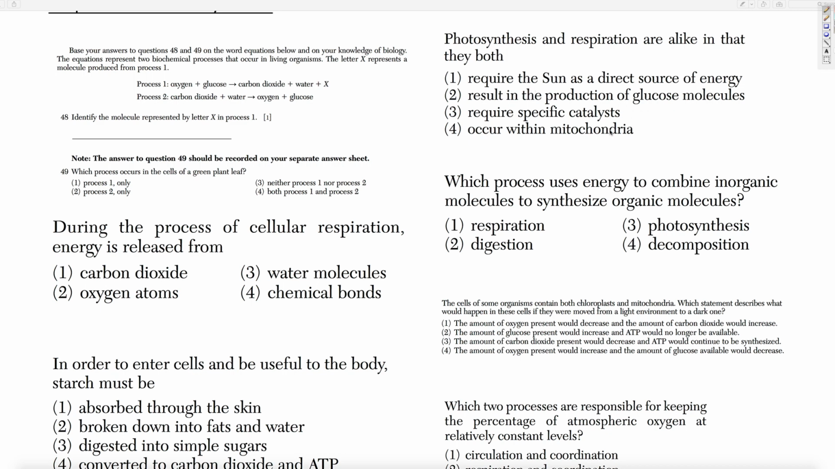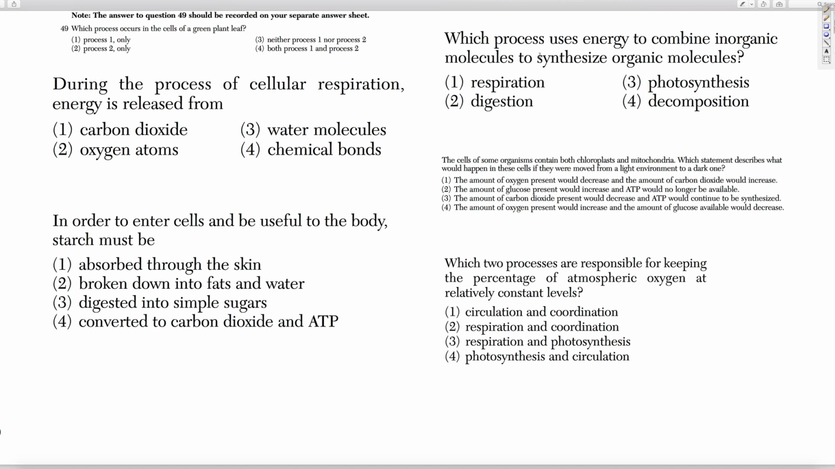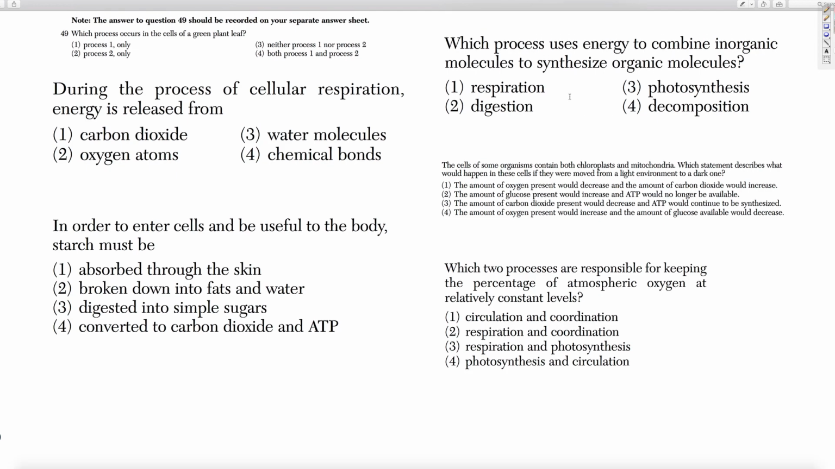Require the sun's direct light. No, the answer is catalysts. Yeah. It doesn't happen in the mitochondria, right? Mitochondria is only in a what's it called, cell. Right? Yeah. Which process uses energy to combine inorganic molecules to synthesize organic molecules? So inorganic to synthesize organic.